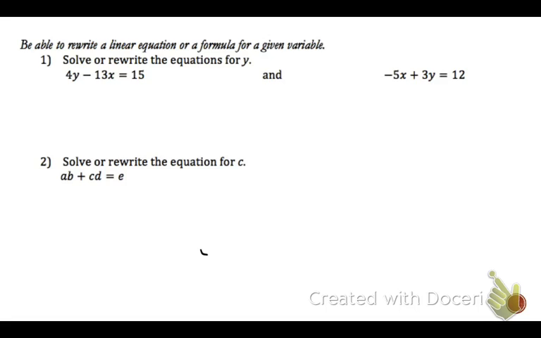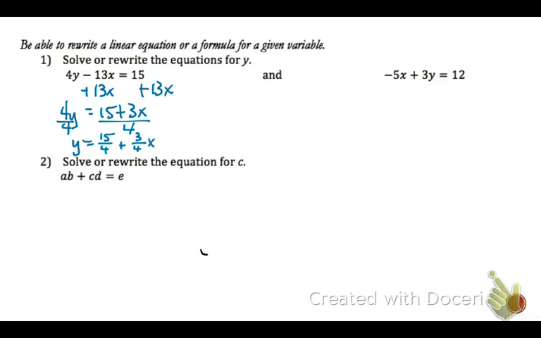So you're going to add 13x to both sides, which will give you 4y equals 15 plus 13x, and then divide both sides by 4. We'll go ahead and divide that 4 between both of those numbers. So 15 fourths plus 13 fourths x.